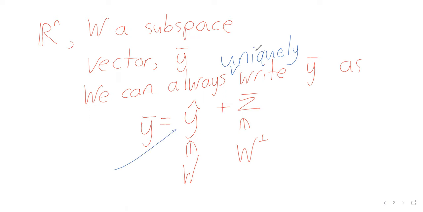First, let me give y hat an alternative bit of notation, proj for projection onto W of y. The advantage of that notation, of course, is that it tells us what the vector y is, and it tells us what space we're projecting onto. Whereas the notation y hat doesn't tell us any of those things.